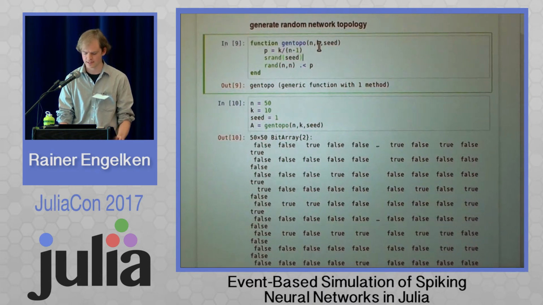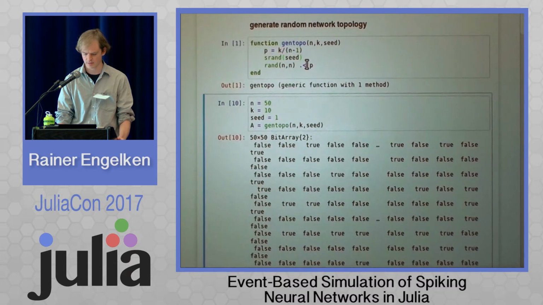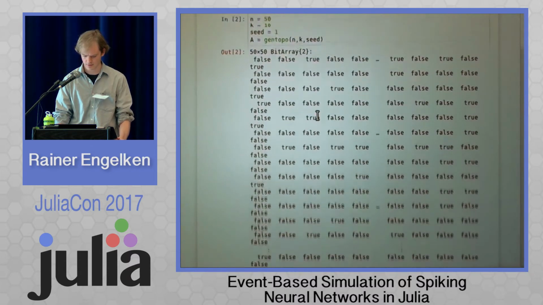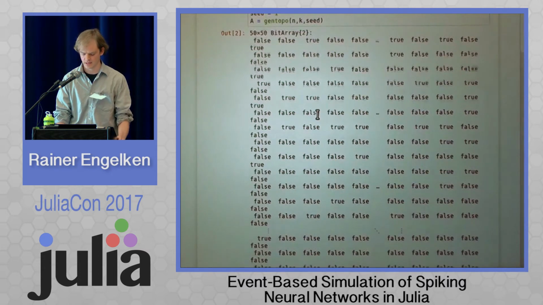N is the number of neurons, K is the number of synapses. So our probability of wiring is K over N minus 1. Now we seed our random number generator and generate random numbers, and whenever they're smaller than P, there's a true. So that generates a Boolean matrix. We run this. Well, this generates an n by n matrix, and of course, that's a very bad idea if you want to run very large networks.